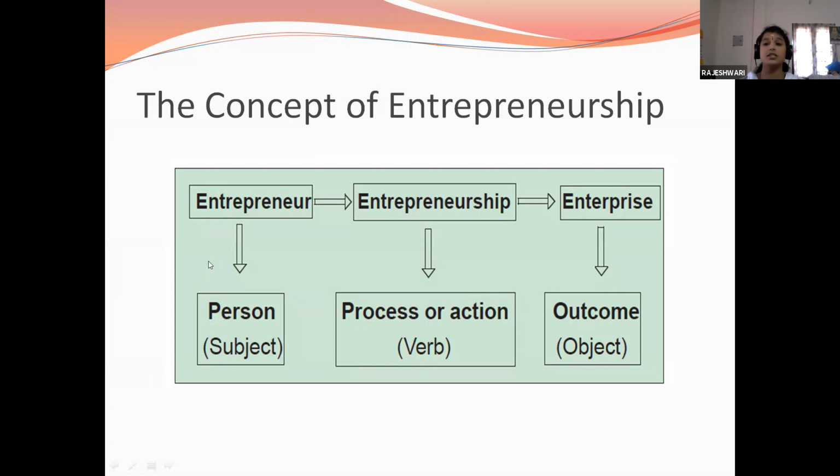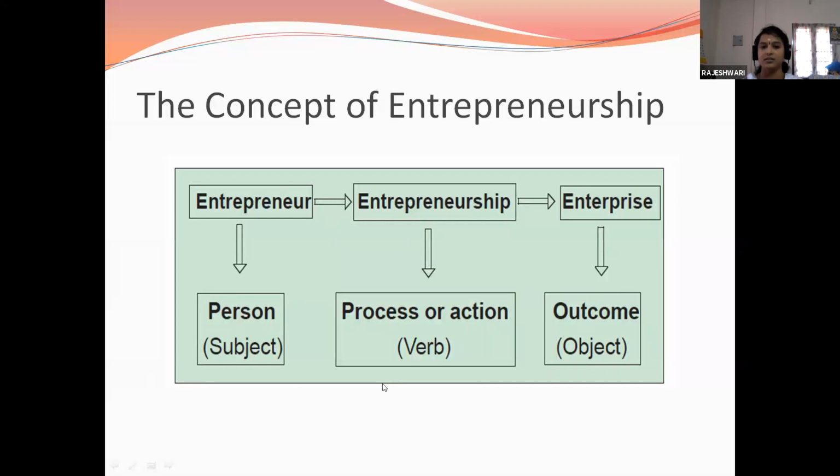So that person is the entrepreneur. Entrepreneurship means the verb or action. So one noun is doing one action. So we want to do an action, the process. What are all the processes that person is following, or doing, to create an enterprise? That is, the action is the process or action.